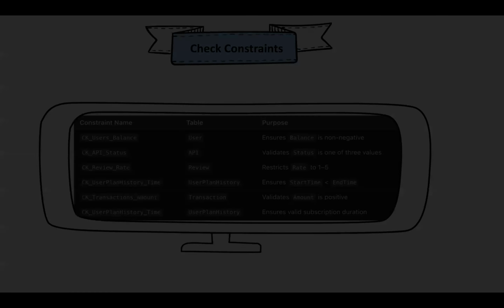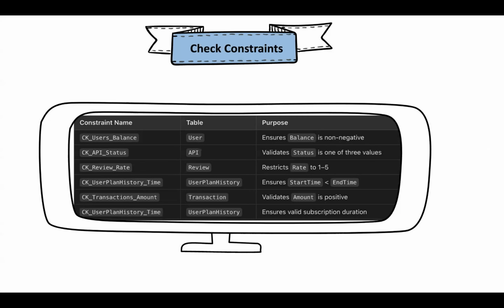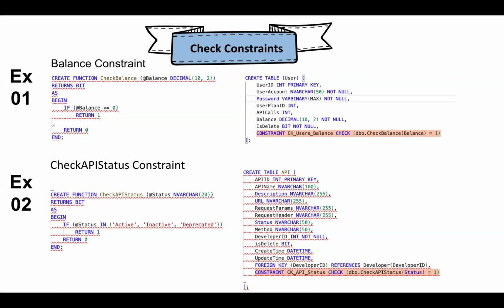Next, please. For key constraints, we implemented 6 check constraints to ensure data validity across the database, including user balances, API status, review ratings, subscription periods, and transaction amounts. Next. Let's look at 2 examples.